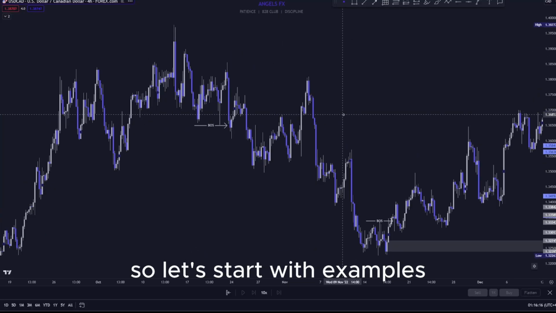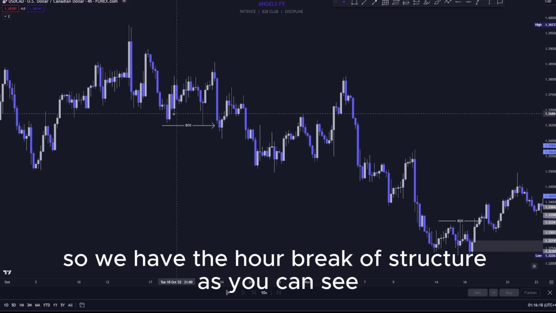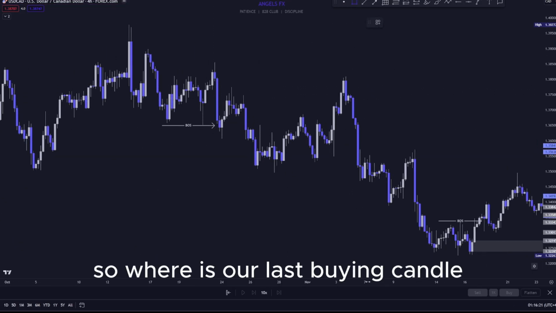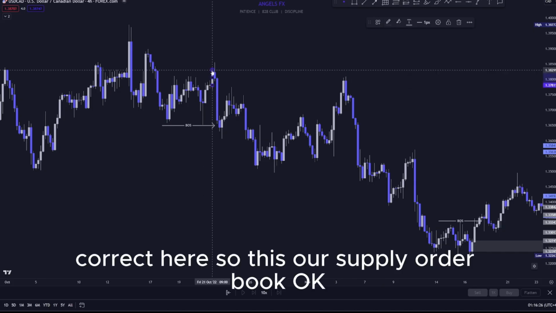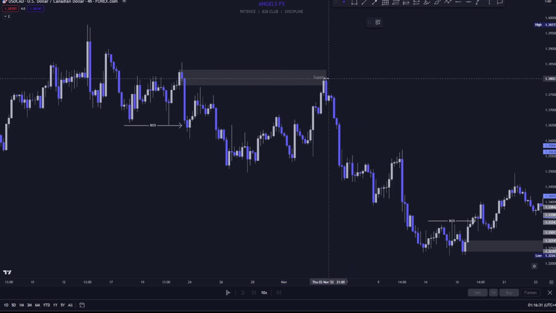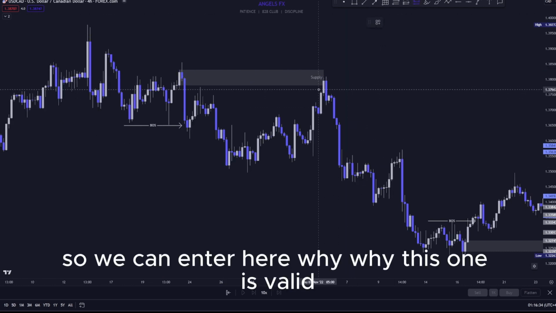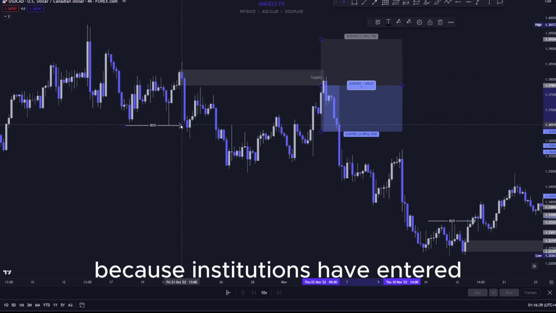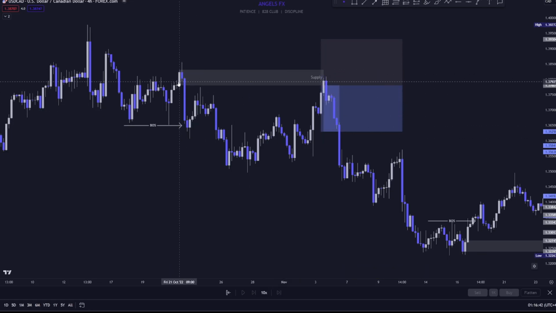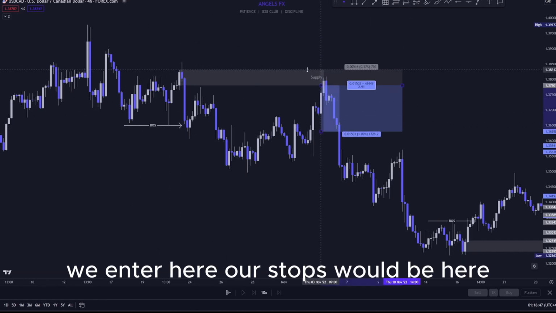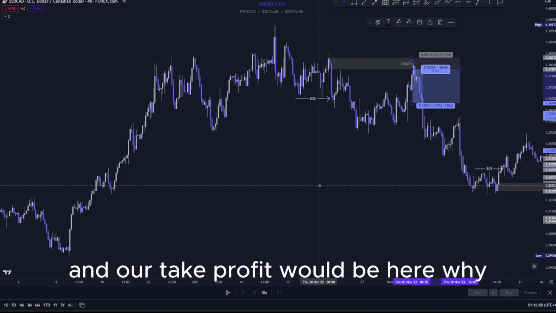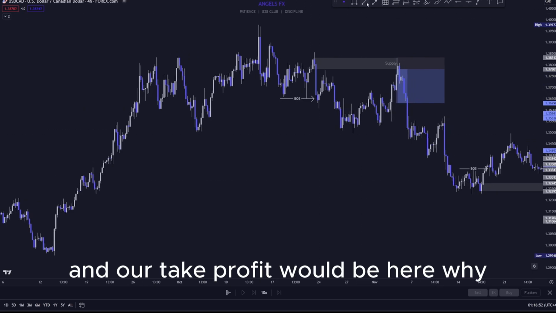So let's start with examples. We have our breakout structure, as you can see. So where is our last buying candle? Correct, here. So this is our supply order block, also known as supply. So you can enter here. Why is this one valid? Because institutions have entered. Look at this engulfing candle, very nice and important, and it also broke the structure downside. We enter here, our stop would be here, and our take profit would be here.